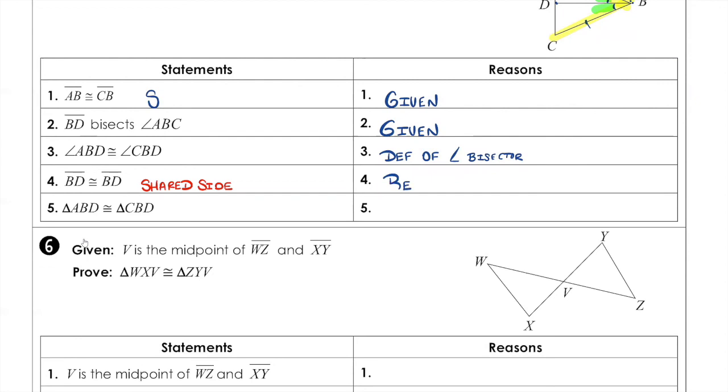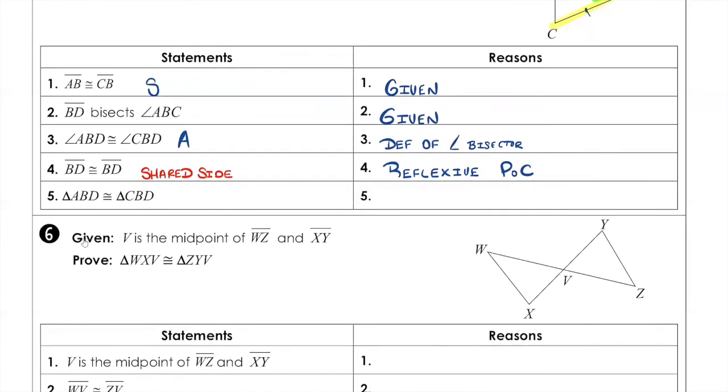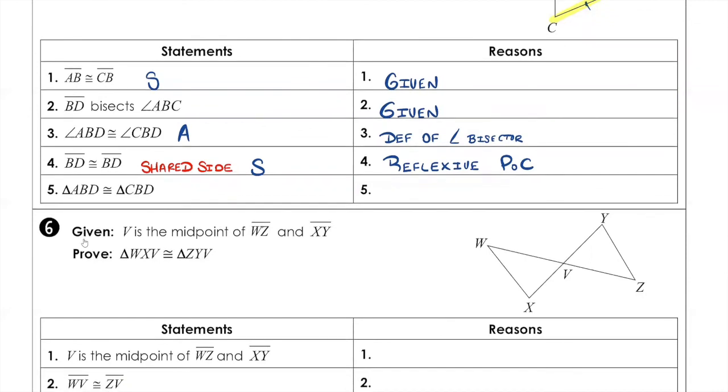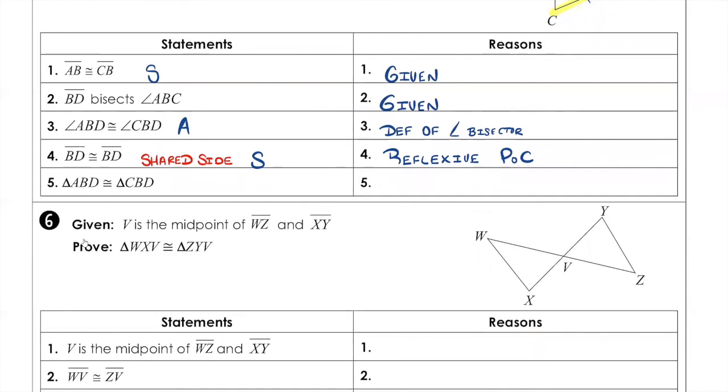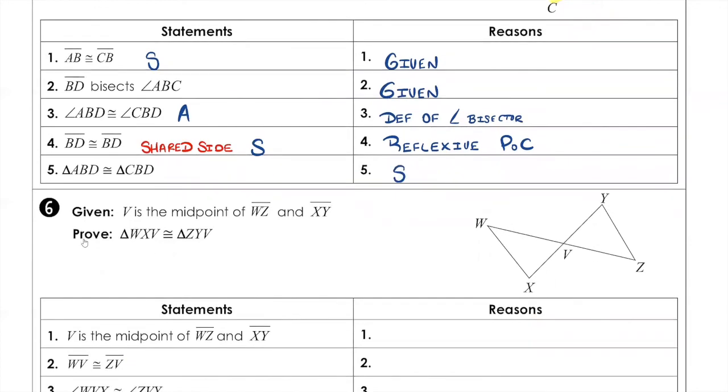Reflexive property of congruence, shared side. So we've got a pair of angles and two pairs of sides. So how do we know ABD is congruent to CBD? Side angle side. Remember what you were talking about earlier? It's about to show up.